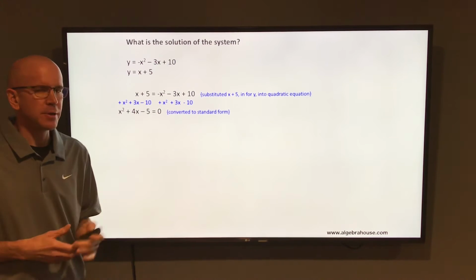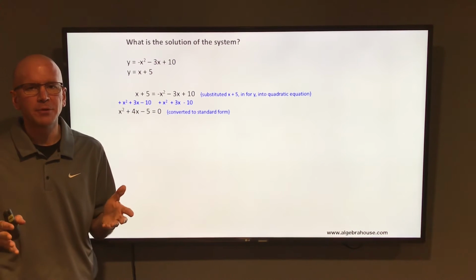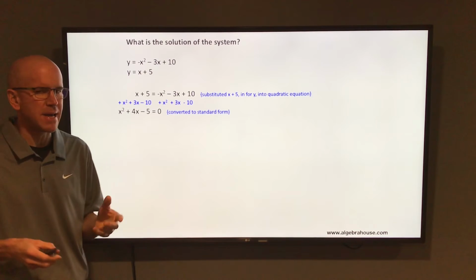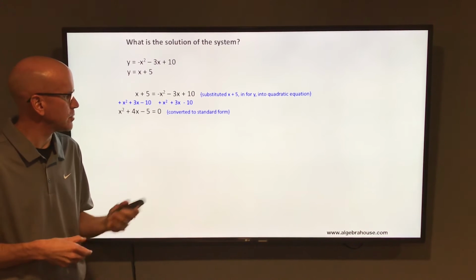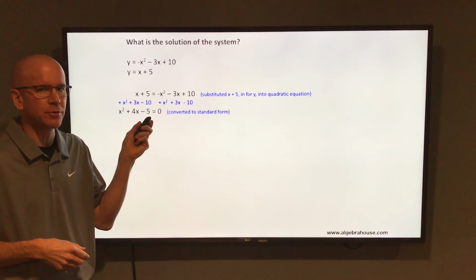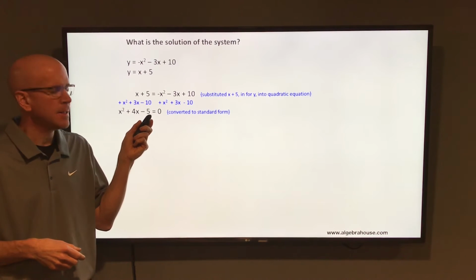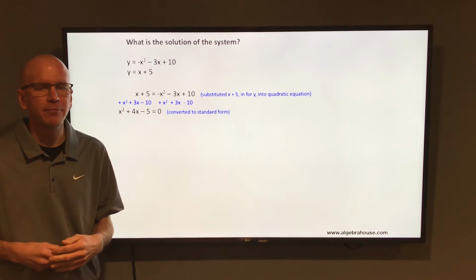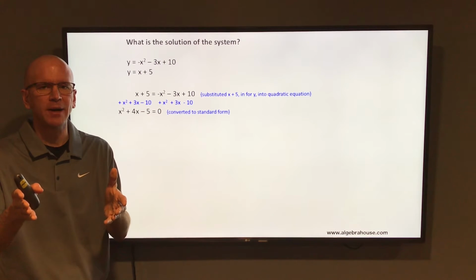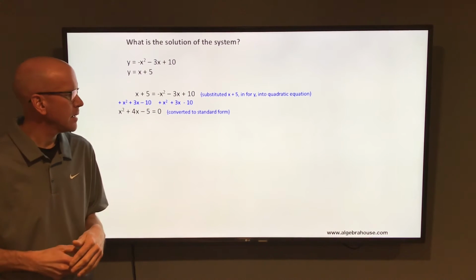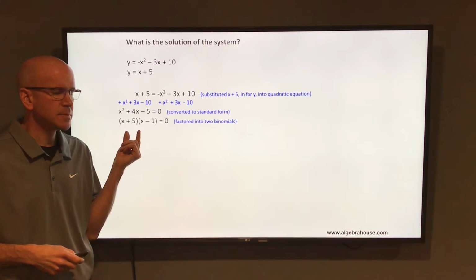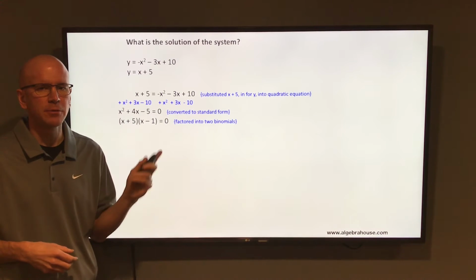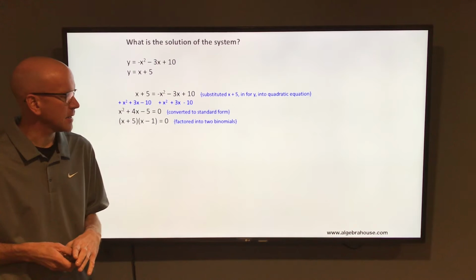Now this will factor into two binomials. The first terms of the two binomials make x squared, so it'd be x and x. The second terms of the two binomials multiply to make this last term, so they multiply to make negative 5, and they add to make this middle coefficient, this coefficient of x, they add to make 4. So two numbers that multiply to make negative 5 and add to make 4. They would be 5 and negative 1. So the two binomials that it factors into are x plus 5 and x minus 1.